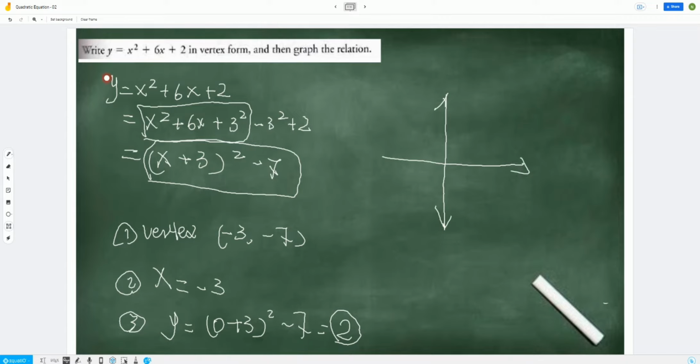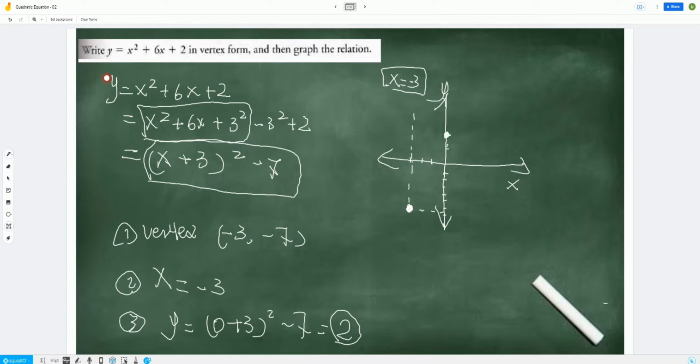So that's the graph, roughly. This is the x-axis and this is the y-axis. First draw the vertex at negative 3, negative 7. Here is negative 3, and 1, 2, 3, 4, 5, 6, 7. Here is the vertex, so the parabola should pass through the vertex. And this is x equals negative 3, the equation for the axis of symmetry. So we know the y-intercept here.